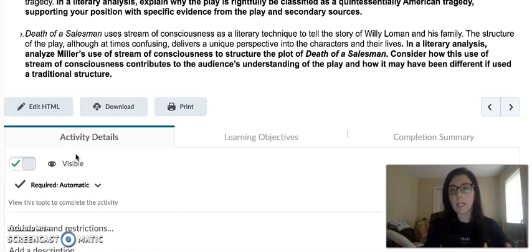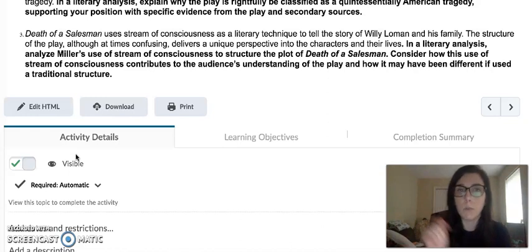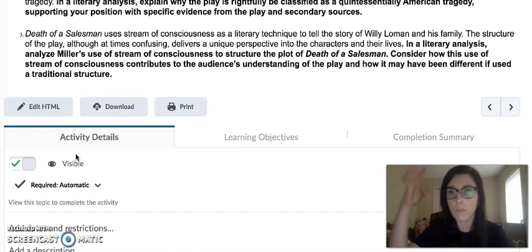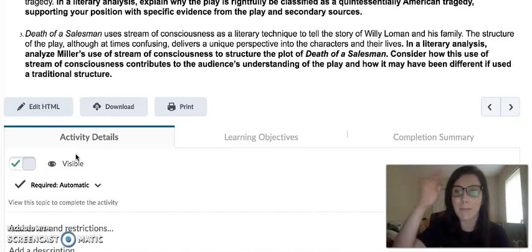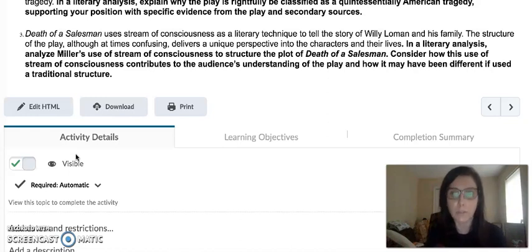What Arthur Miller had done is he had taken this novel form from the book form and put it onto the stage to see how it works. And it was a really novel idea. Novel in the way of new, I guess. And to move on with the prompt, we're focusing on stream of consciousness, and I am a little bit stream of consciousness right now trying to explain this, so I'm glad that y'all are sticking with me. The structure of the play, although at times confusing, delivers a unique perspective into the characters and their lives.